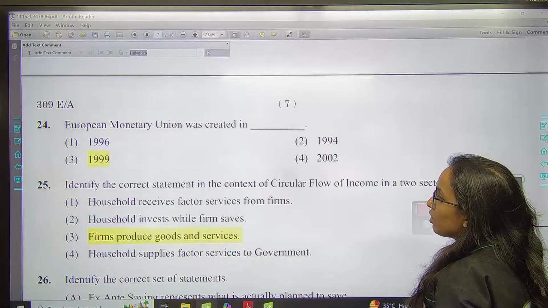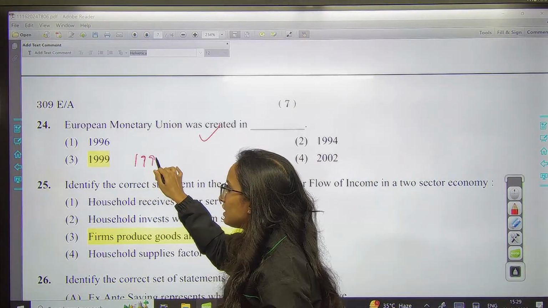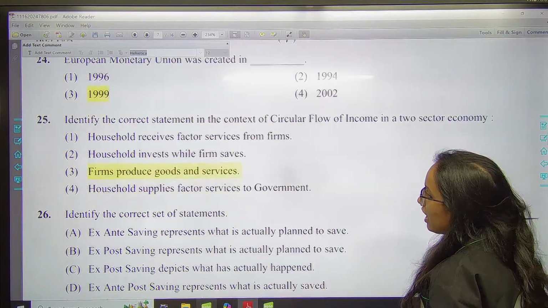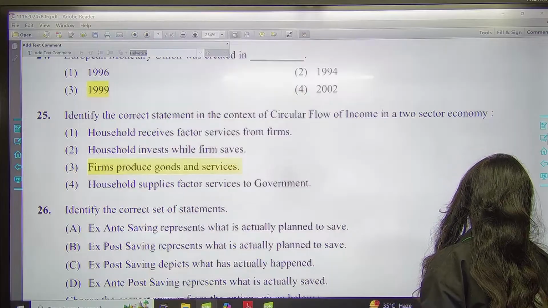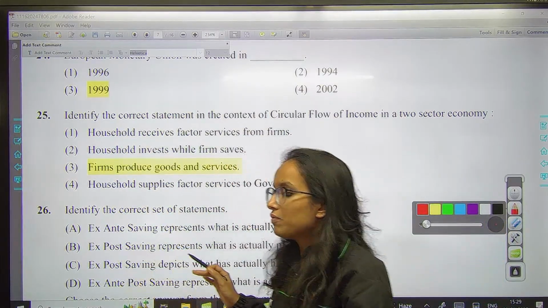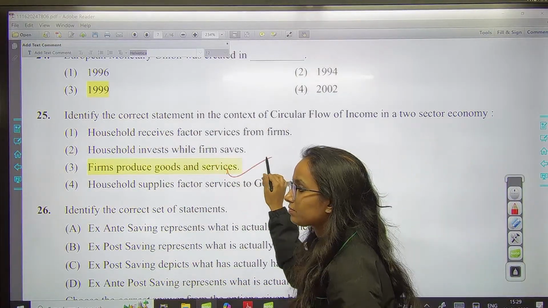Then they have asked about the establishment of the European Monetary Union. It was created in 1999. Again, comparative economic development. Then next, they have asked about the circular flow of income. Evergreen question, circular flow of income. So circular flow of income they have asked, like firms produce goods and services.